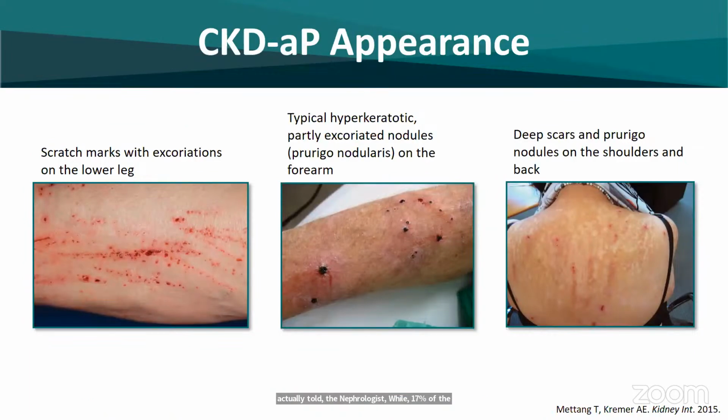So what does it look like? What is this dry, itchy rash? What does the appearance look like? So there's scratch marks. If you look to the left, this is on a lower leg with excoriations. And then in the middle, these nodules on the forearms, which we see quite frequently. It's a hyperkeratotic nodule. And then this is demonstrating on a back and a shoulder the deep scars of these nodules on the shoulders and the back. And this was presented in KI in 2015.